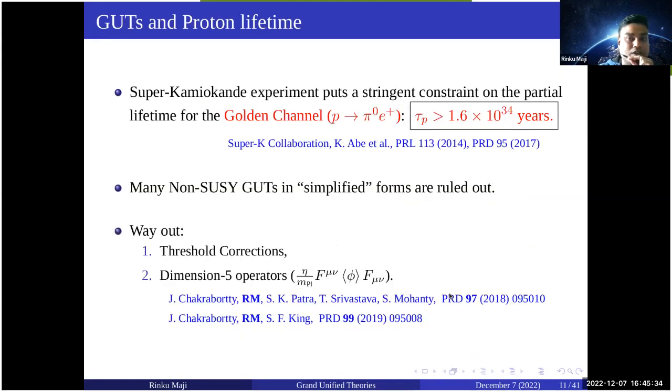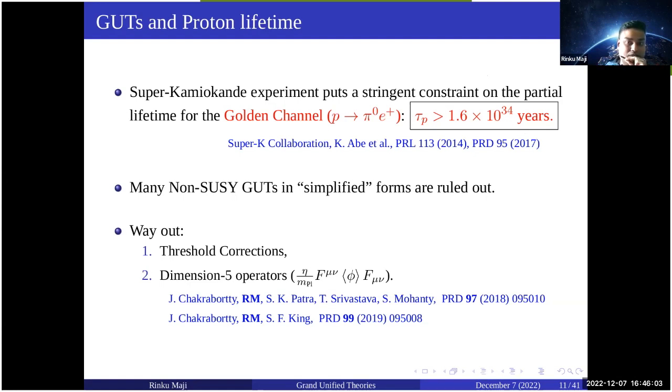Now the Super-Kamiokande experiment has pushed the proton lifetime bound beyond 10^34 years, which in turn constrains the unification scale to be roughly above 5 times 10^15 GeV. This constraint actually rules out many non-supersymmetric grand unified theories in their simplified form. So in this talk, we'll mostly follow the non-supersymmetric GUTs.